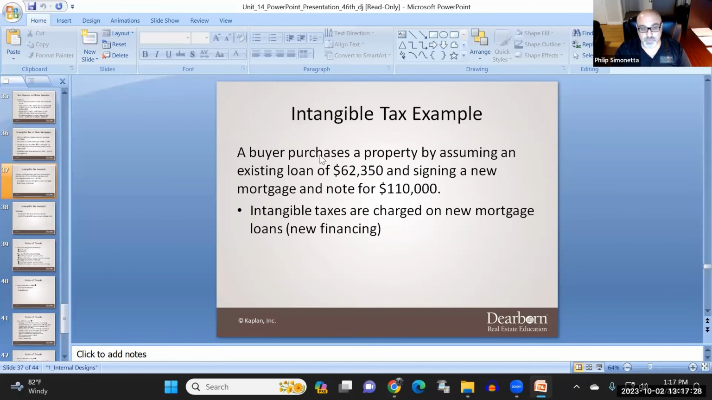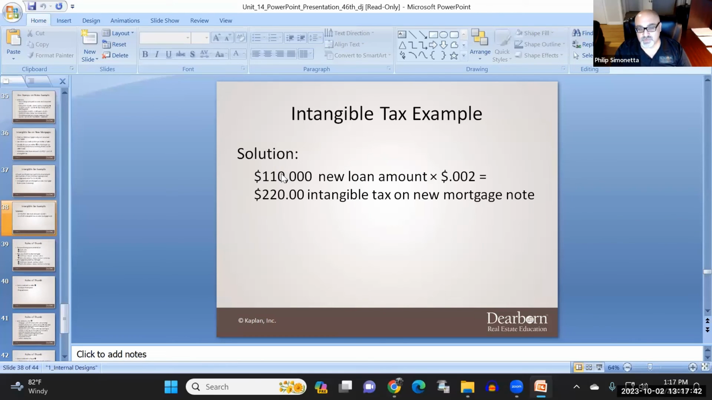Okay. So a buyer purchases a property by assuming an existing loan for $62,350 and signing a new mortgage and note for $110,000. Intangible taxes are charged on new mortgage loans only. So the solution here is $110,000 times 0.002, and that's $220 intangible tax. Nothing on the assumed, right?